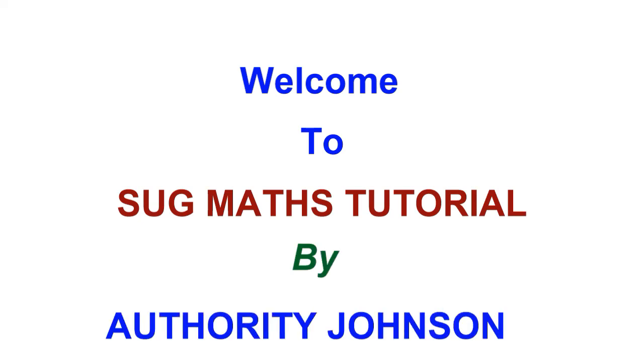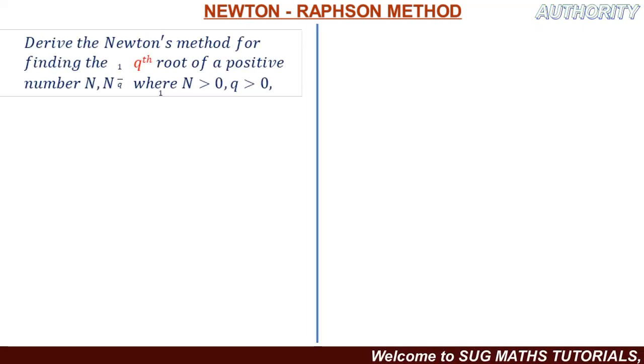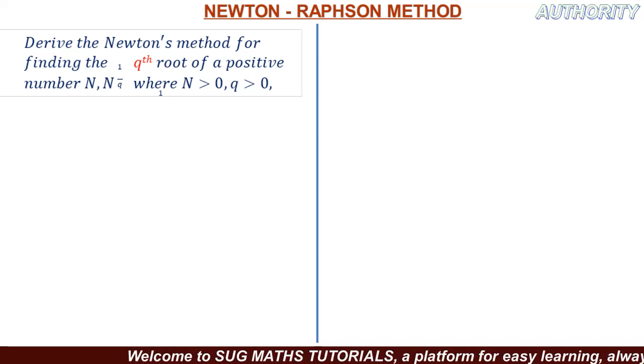Today we are still considering numerical analysis, and under numerical analysis we are considering Newton's method or Newton-Raphson method. Let's take a look at today's problem. Derive Newton's method for finding the cube root of a positive number n.